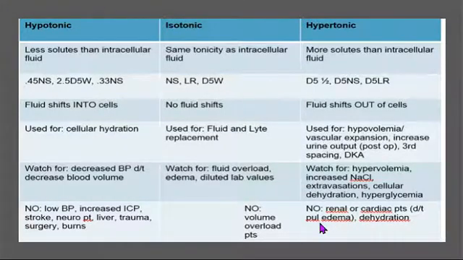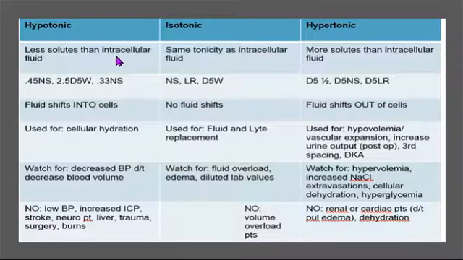IV fluids on here, isotonic. This D5W can be confusing, but it is there. You're mostly going to see normal saline and LR. These are whole. See, they don't have any numbers. This is a combination. It's dextrose, 5% dextrose and water. This is lactated Ringer's. This is normal saline or 0.9% saline. So these don't cause a fluid shift. They're called isotonic. Same tonicity as intracellular fluid. Used for fluid and electrolyte replacement. It's your LR that has electrolytes in it. Watch for fluid overload, edema, and diluted lab values. Do not give it if they're fluid overloaded, but okay. Isotonic, the most common ones you're going to see.